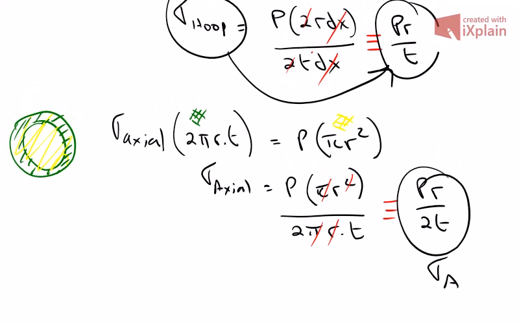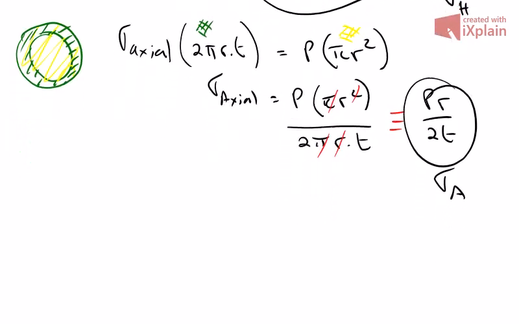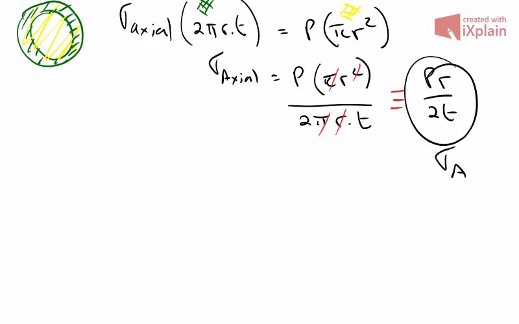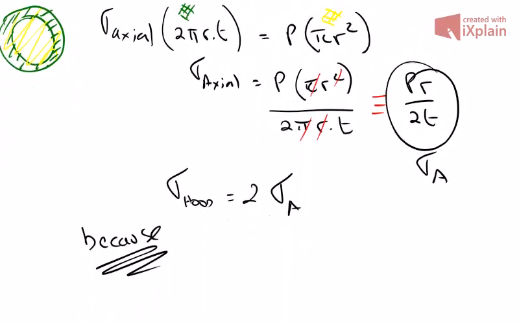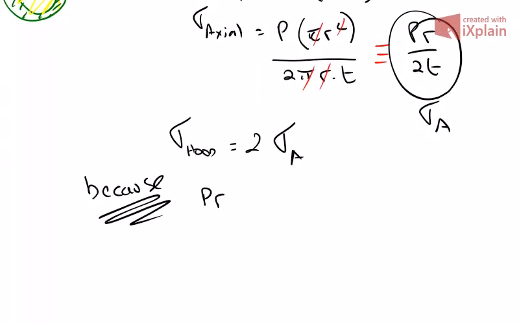And if you compare that up there to the stress hoop, we get that the stress hoop is equal to 2 stress axial, because from up above we see P r over t is equal to 2 times P r over 2t.